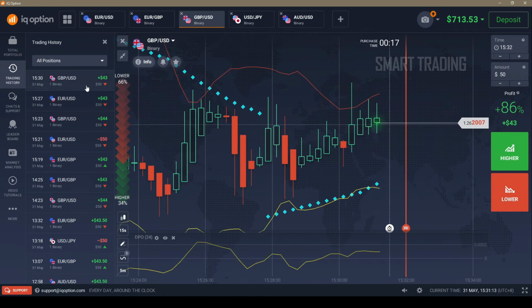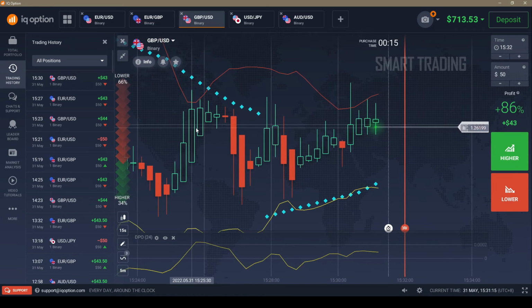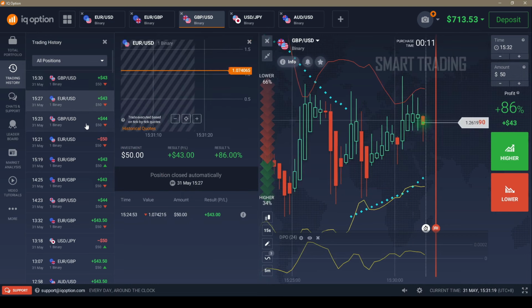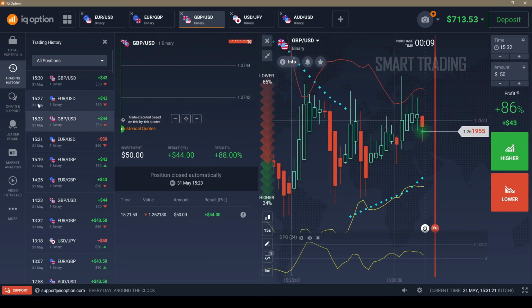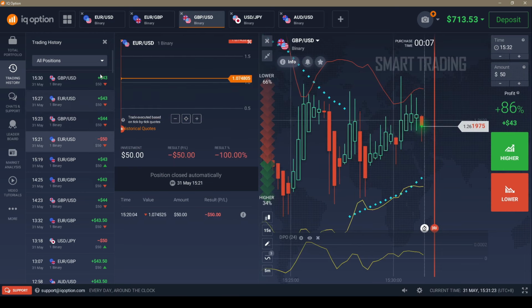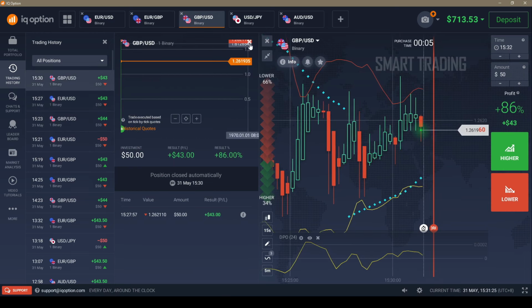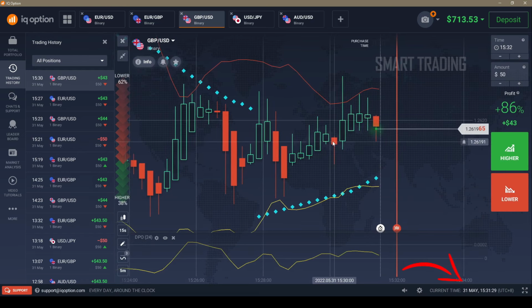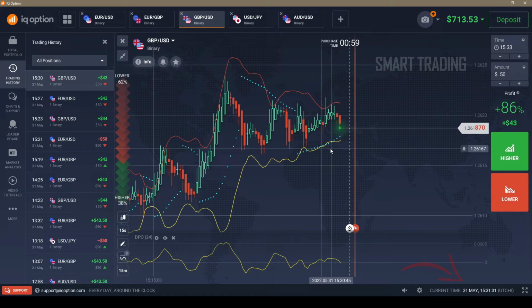This time, the indicators I'm going to use are the DPO indicator and the Parabolic SAR. I also use the Bollinger Bands with this strategy. It is best to trade during the afternoon session in Singapore time, or you can look at the lower right below to see what time I trade with this strategy.